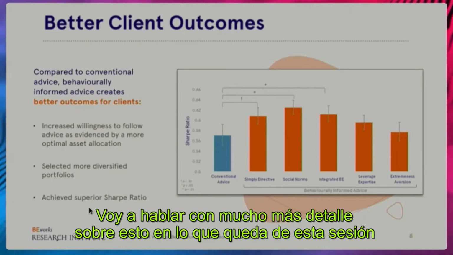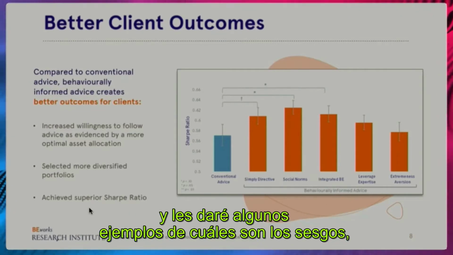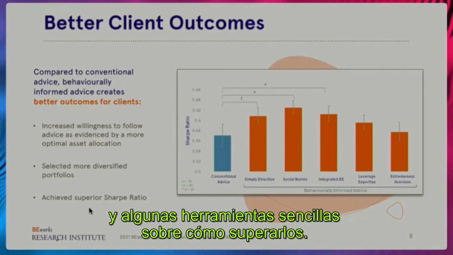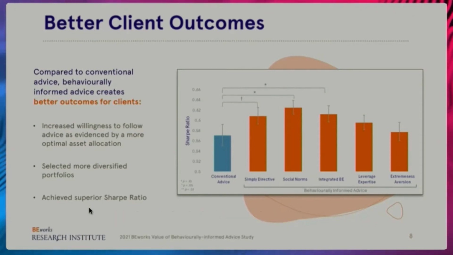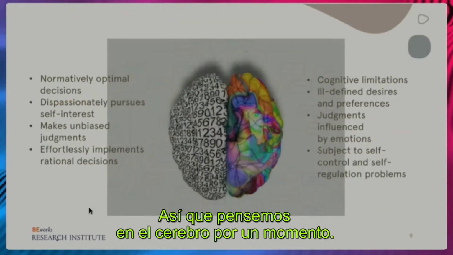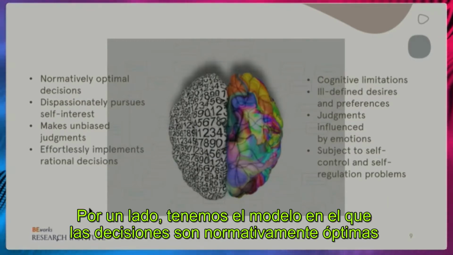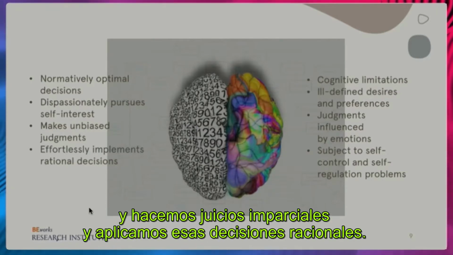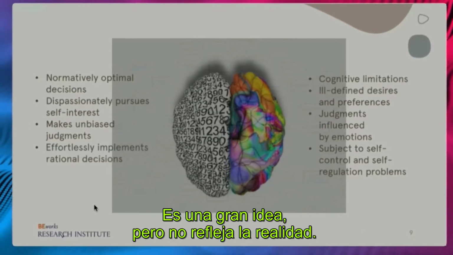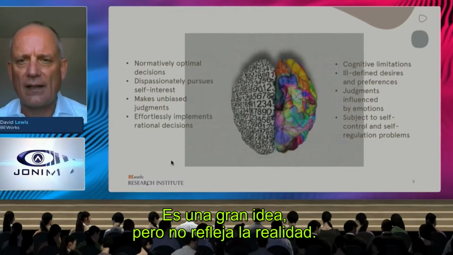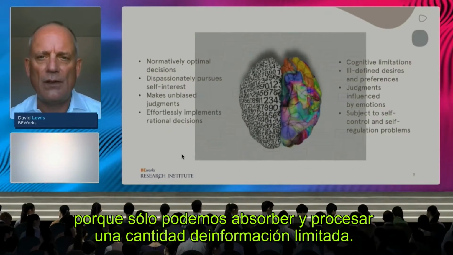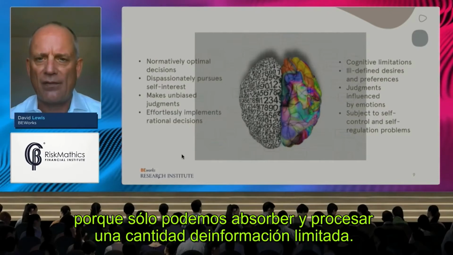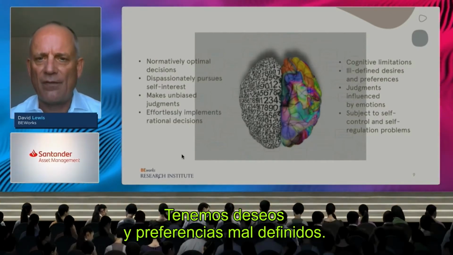I'm going to talk in much more detail about that for the remainder of this session, and give you some examples of what the biases are, as well as some simple tools for how to overcome them. So let's think about the brain for a moment. On the one side, we have the model where we make normatively optimal decisions and we dispassionately pursue self-interest and we make unbiased judgments and we effortlessly implement those rational decisions. That's a great ideal, but it's not actually reflective of reality. We have cognitive limitations. There's only so much information we can absorb and process. We have ill-defined desires and preferences.